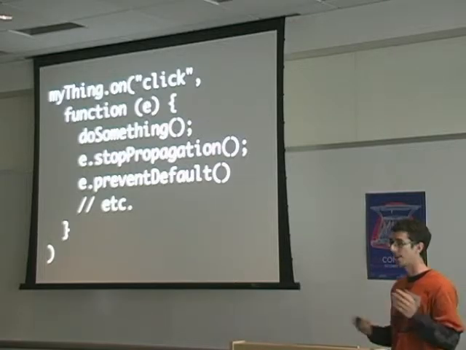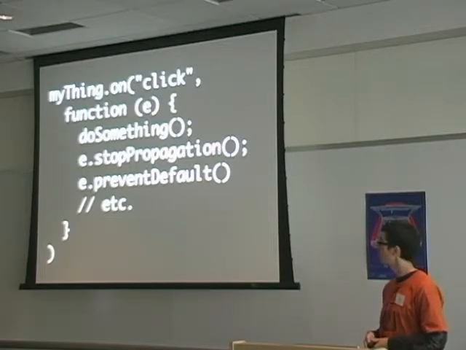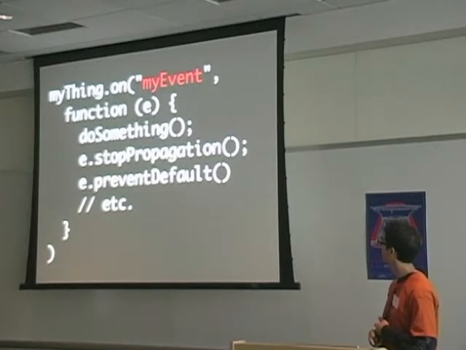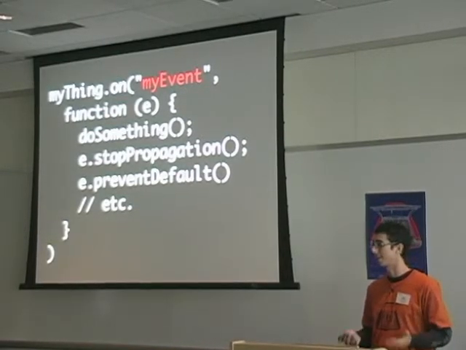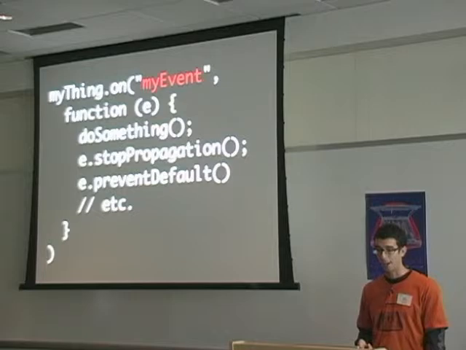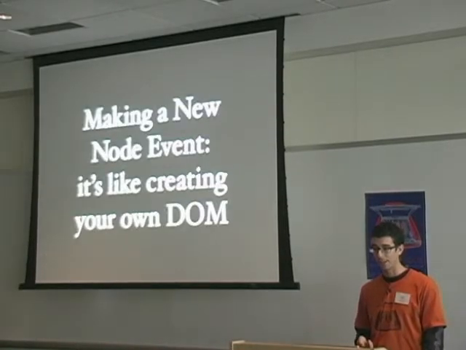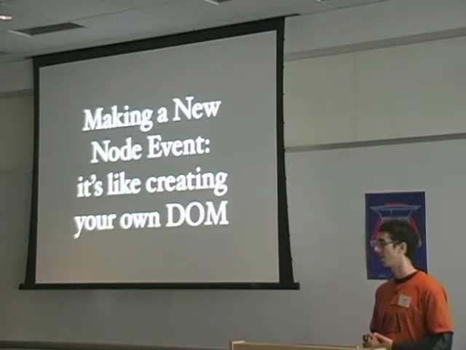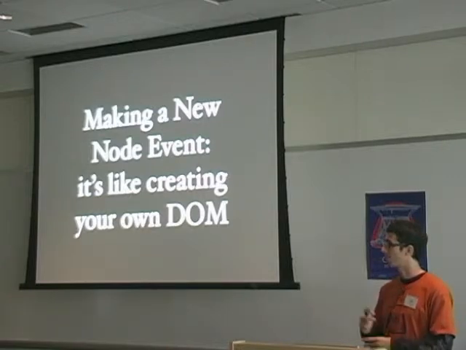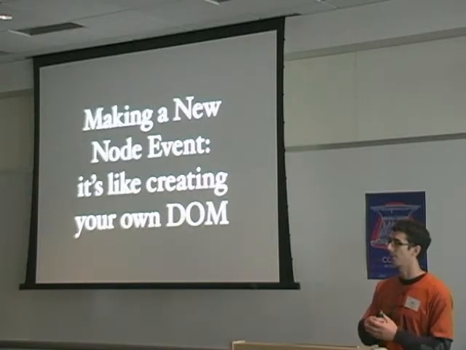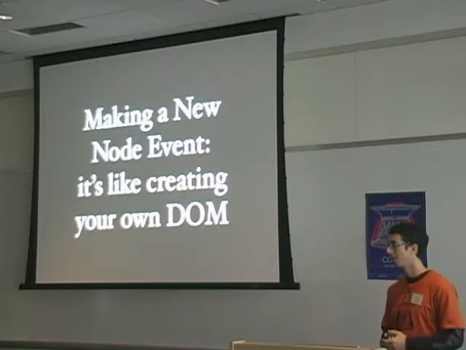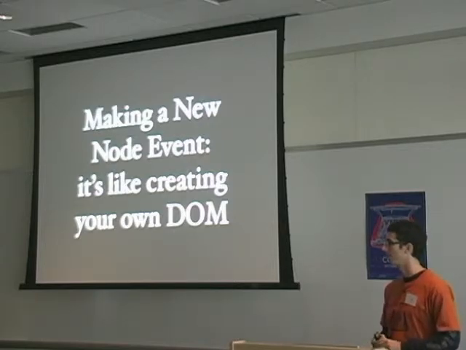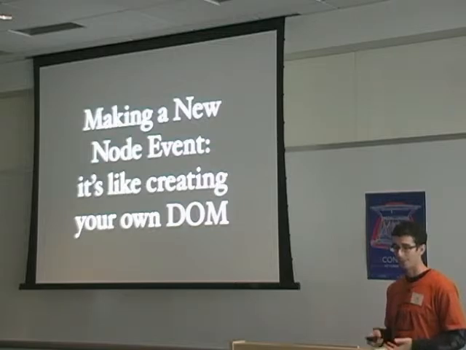So let's say we created a custom DOM event called myEvent. Let me show you how this changes. That's it. It's just like using a regular DOM event. Basically, making a new node event is like writing your own DOM. You can proxy to DOM events. You can gather them up together. If you look in the gallery, there is a Konami event, which listens to keystrokes for the Konami code. It's basically like adding things to the DOM that should have been there in the first place.